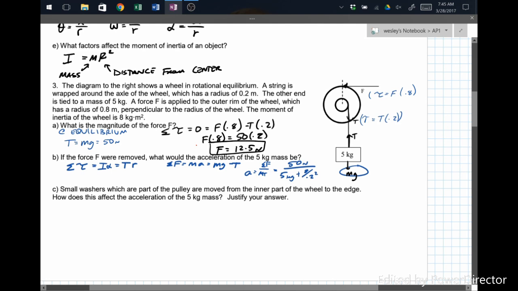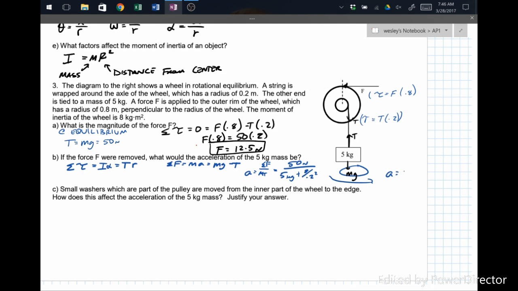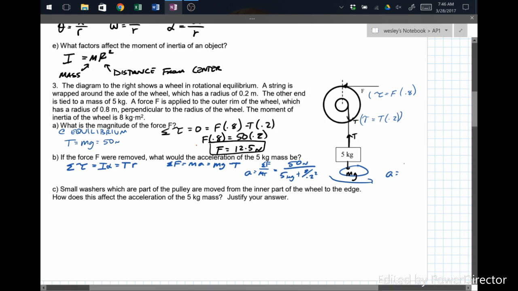So if we do all of that, I gotta jump across the gap here. That means our acceleration is going to be 50 divided by 205 is what it comes out to. So my acceleration comes out to be 0.244 meters per second squared.